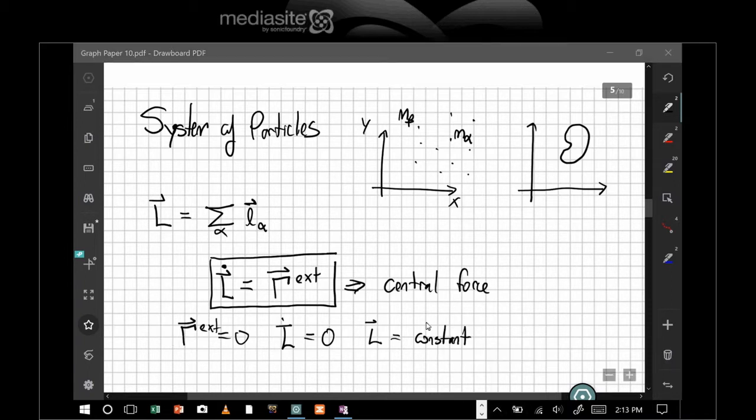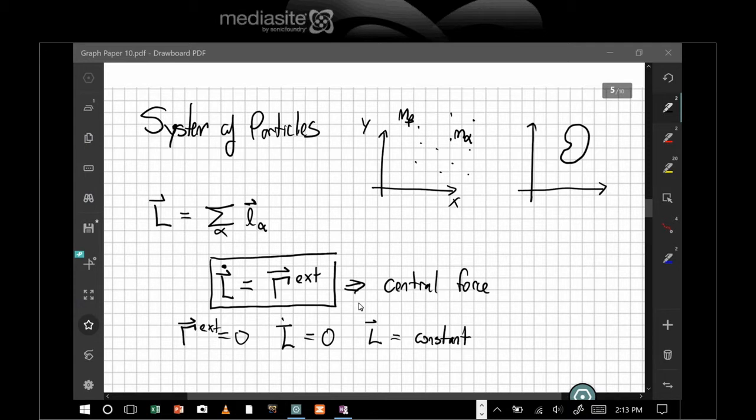So why is this an important result? Well, let me give you an example. Say you want to consider the Earth rotating about the sun. So we have a two-body system, the sun and the Earth, and you ask yourself, is the angular momentum of the system conserved? To answer that question, you have to say, is there any force creating a net external torque? Well, no, for the most part.